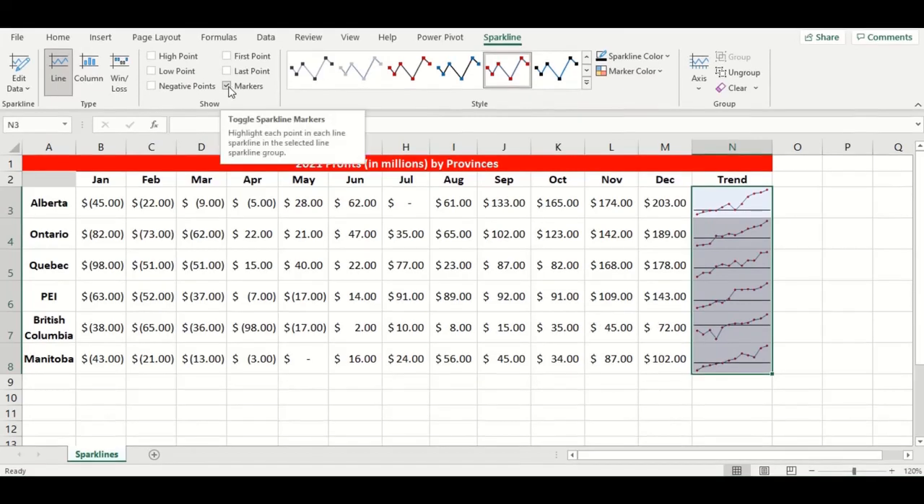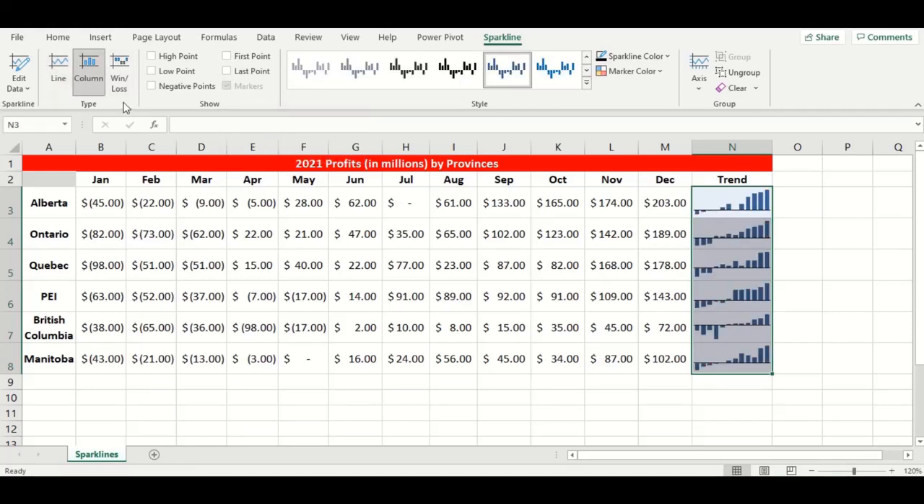Another option here is, instead of using these lines, how about if we use column? Off to the left, column. Now, one downside to it is that our column sparklines are not very proportionate. The highest value in row 1, for example, is 203, whereas if we go down, here's 102. But they aren't looking very different, are they?